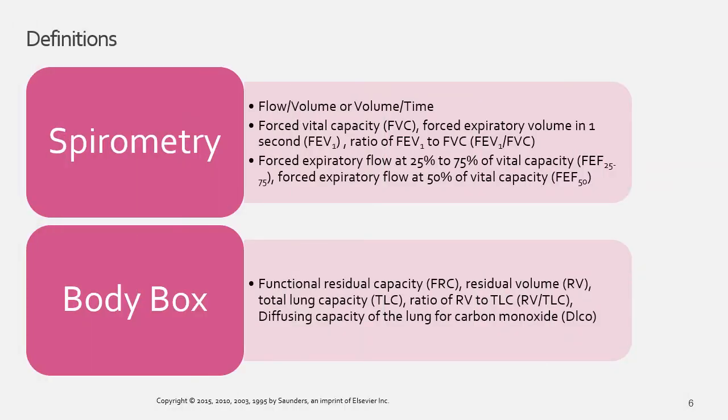For our purposes, we'll define spirometry as flow volume or flow time measurements of basic lung function parameters. Spirometric measurements include forced vital capacity, or FVC, forced expiratory volume in 1 second, or FEV1, the ratio of FEV1 to FVC, forced expiratory flow at 25 to 75% of vital capacity, or FEF 25-75, and forced expiratory flow at 50% of vital capacity, or FEF 50.